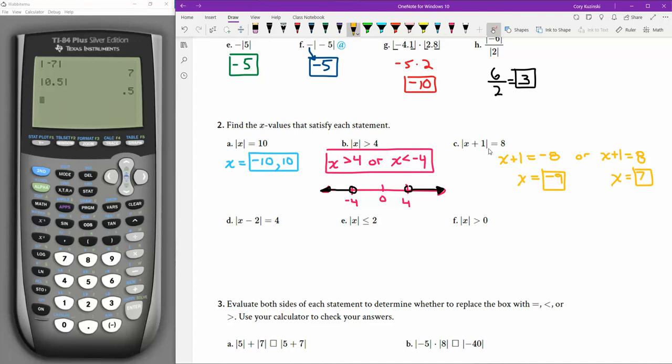-9 plus 1 is -8, and the absolute value of -8 is 8. 7 plus 1 is 8, and the absolute value of +8 is 8. So that quantity can either be -8 or +8.